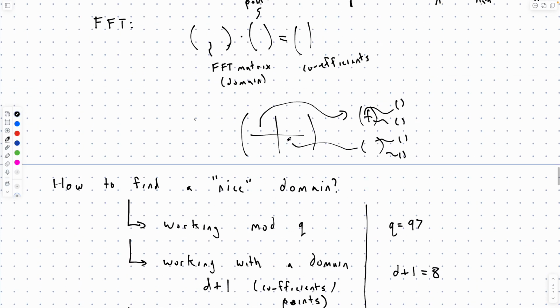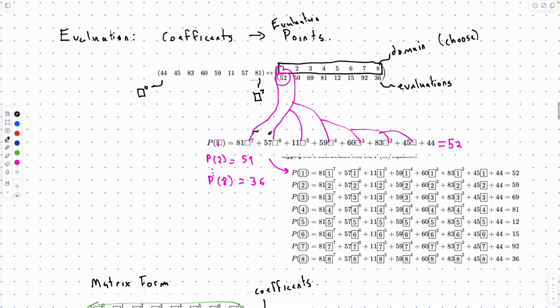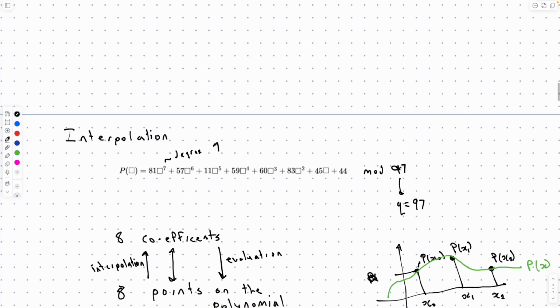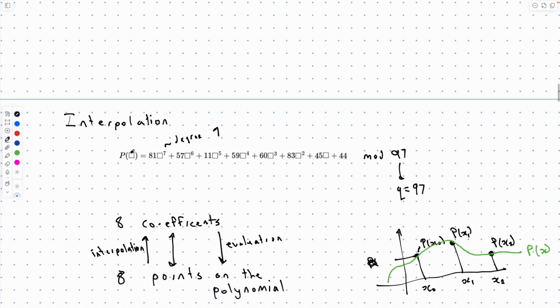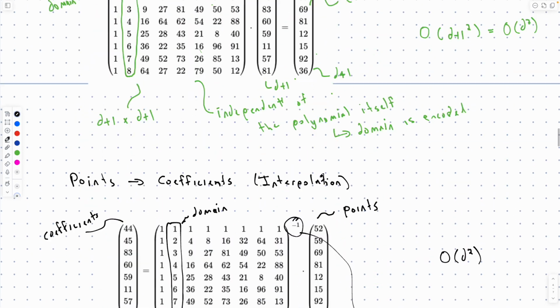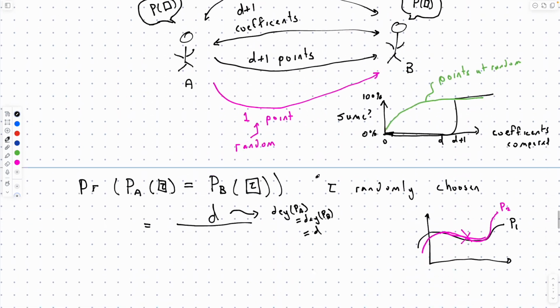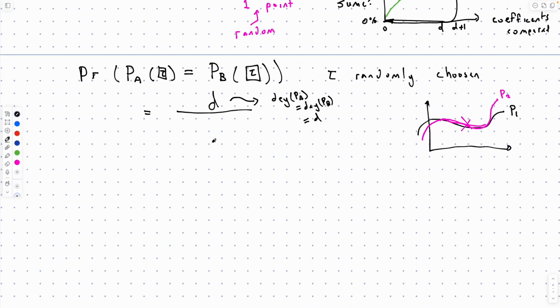If it's mod 97, the number of points here is going to be 97. So I can put in 0, 1, 2, 3, 4, all the way up to 96. If I put in 97, well, 97 mod 97 is 0, and so it's just going to reduce to 0. So if I evaluate this at the point 97, I'm going to get the same answer as if I evaluate it at 0. So the probability here is going to be D over Q.